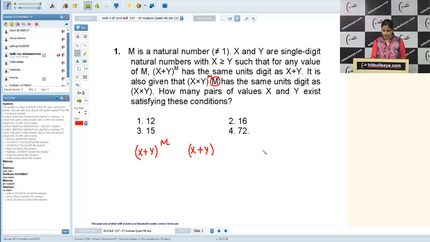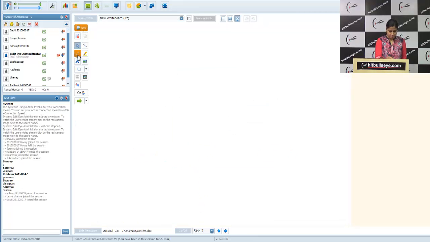So, as we know, if a number ends in 0, 5, 6 or 1, whatever be the power, the unit place will remain same. I mean to say if x plus y is ending in 5 or 0 or 6 or 1, you take any power of x plus y, unit digit will remain same always. Are you getting me, Bhavya? So, we'll consider all the possible cases.